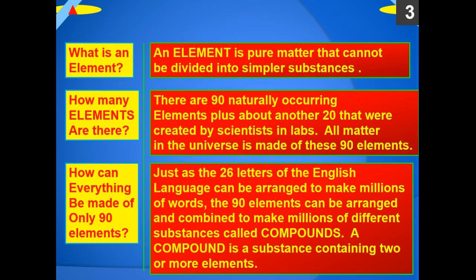And just as there's 26 letters in the English language that can be arranged to make millions of words, the 90 elements can be arranged and combined to make millions of different substances called compounds. A compound is a substance containing two or more elements. The science of chemistry is really the study of which elements combine and why they combine, and their properties when they do combine.